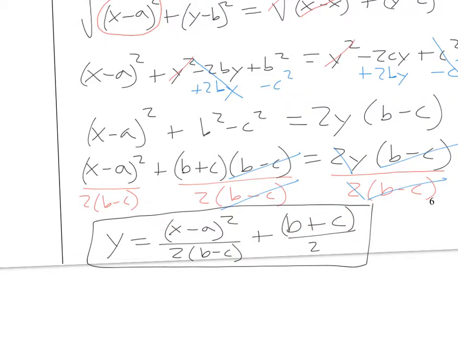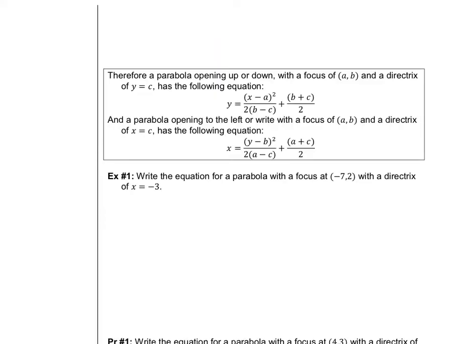And so what we've discovered is that if all we knew was the focal point and the directrix, we could plug that in and we would actually get the vertex form of the equation. So let's go to the next page. It turns out all of that was just a fancy way for us to prove that these two are forms of the equation for a parabola. So notice that there's two of them.